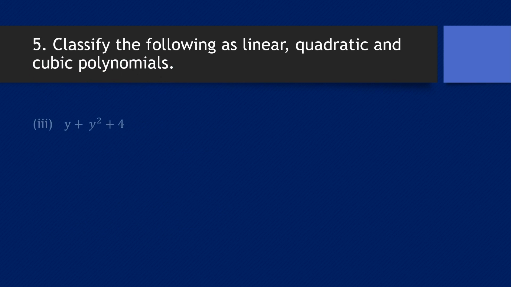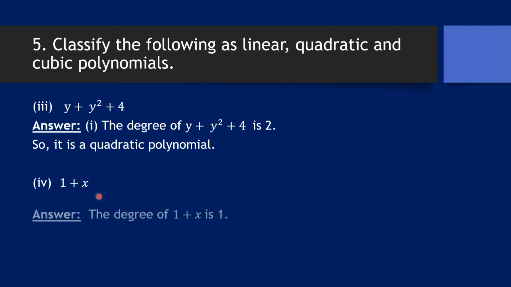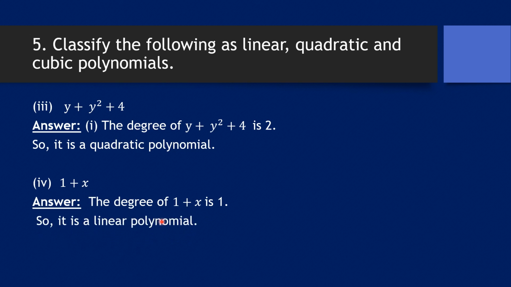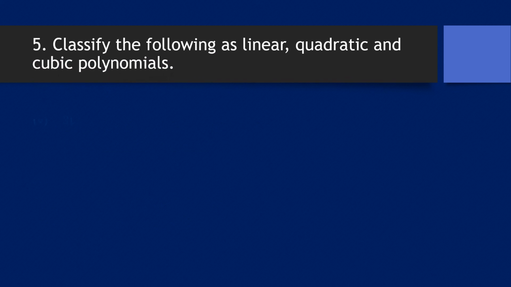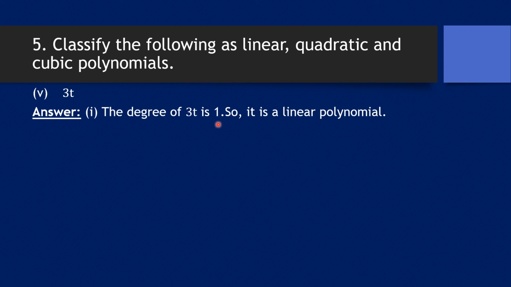Now let's move on to question number 3, y plus y squared plus 4. Here you can see the degree of this expression is 2. Therefore, it is a quadratic polynomial. Now in question number 4, 1 plus x, the degree of the polynomial is only 1. Therefore, it is a linear polynomial. Moving ahead, question number 5 is 3t. Here again, the power is only 1. Therefore, it is a linear polynomial.